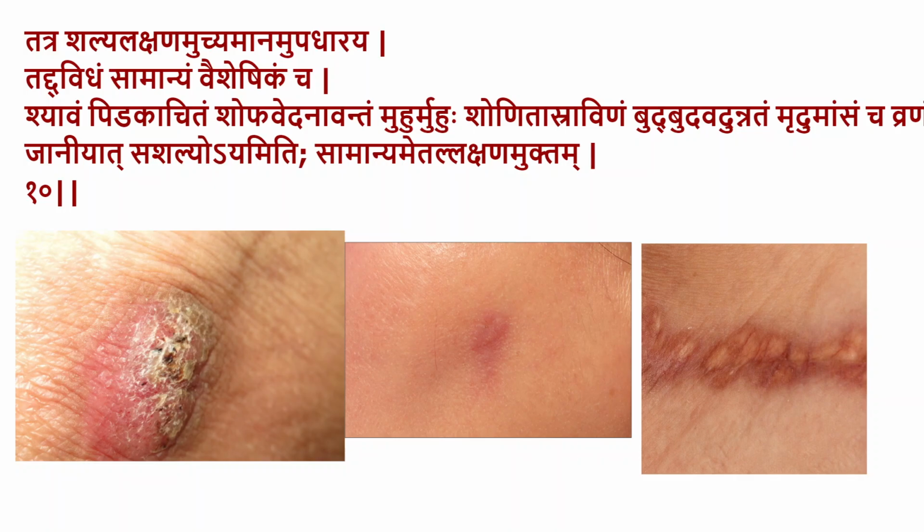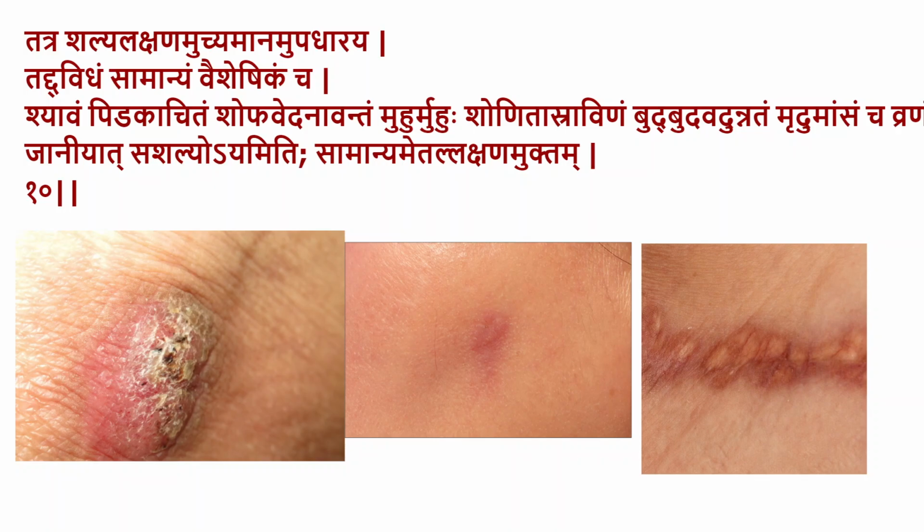Whenever a shalya is hidden in the body, it can produce clinical symptoms, and the symptoms could be studied under two heads. One, a common clinical symptom wherever it is, or specific clinical symptoms depending upon the location, the plane of involvement. As in different planes of the tissue, you may find different signs. Now, the common signs or samanya lakshana are Shavam, Pedakachitam, Shofa Vedanamantam, Muhur Shunidasravinam, Budbudavatu Mrudumamsunja Pranam Janiyata, Sashalyo Yemiti, Samanyam Etat Lakshanamuttam.